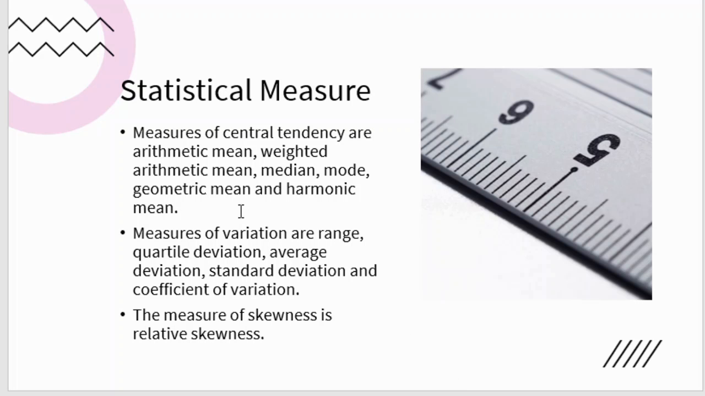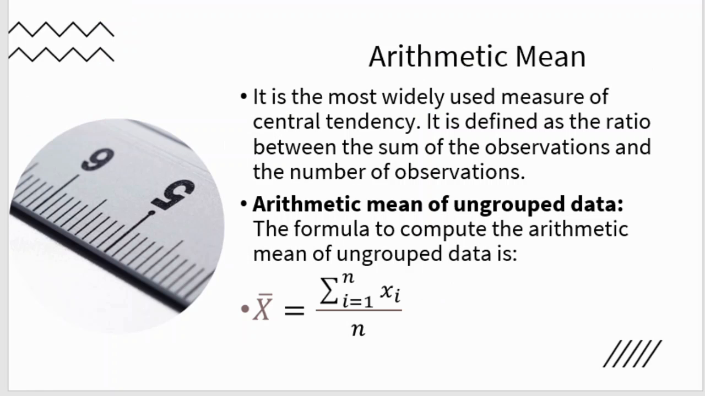Statistical measures include measures of central tendency, that is arithmetic mean, weighted arithmetic mean, median, mode, geometric mean and harmonic mean. Measures of variance are range, quartile deviation, average deviation, standard deviation and coefficient of variance. Measure of skewness is relative skewness. I will discuss everything in detail. If you have knowledge of any of these things, it is good. If you don't have any knowledge of them, don't worry, I will discuss everything in detail.